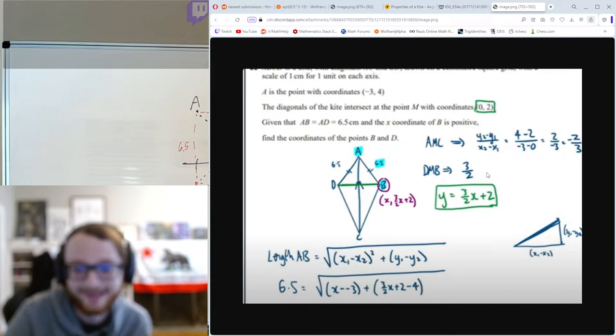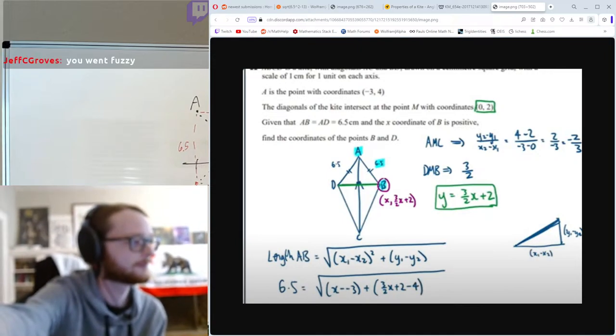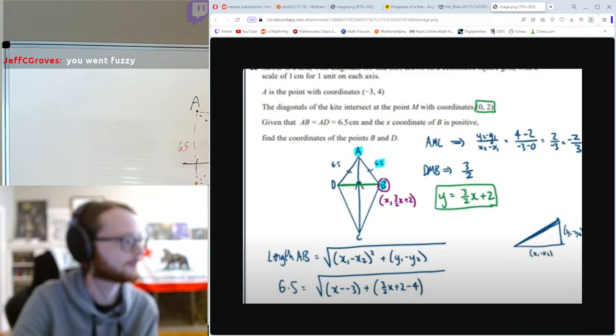Yeah. So no, yeah, why is my cam blurry? I never had that problem before. What?